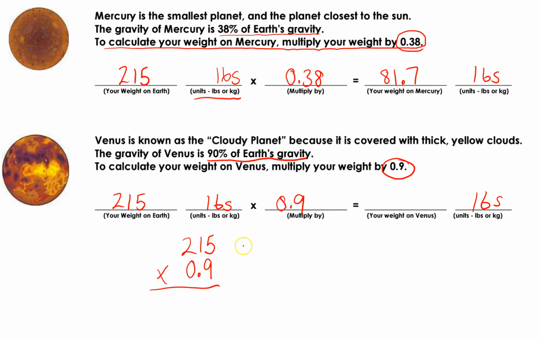No numbers behind the decimal here. I have 1 number behind the decimal here, so when I get my final answer, I'm going to move my decimal over 1. 9 times 5 is 45. 9 times 1 is 9, plus 4 is 13, carry my 1. 9 times 2 is 18, plus the 1 is 19. And then I move my decimal over 1. So my weight on Venus would be 193.5 pounds, or we would read that number as 193 5/10.